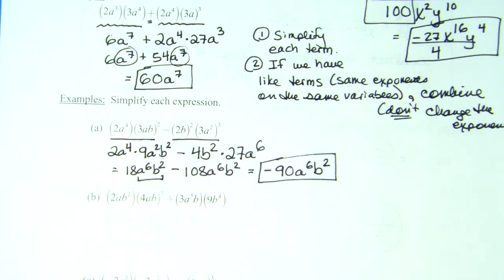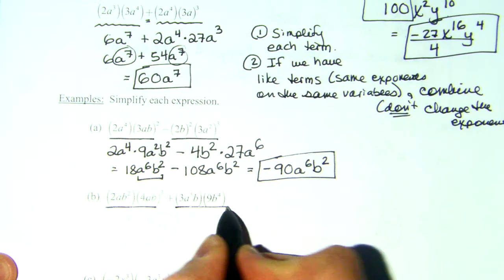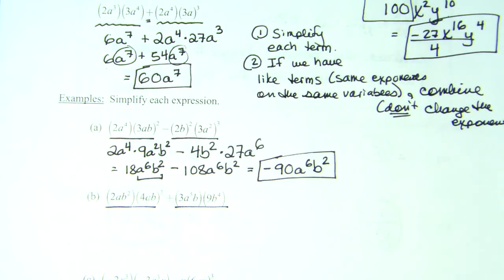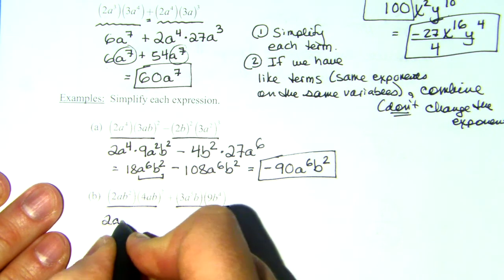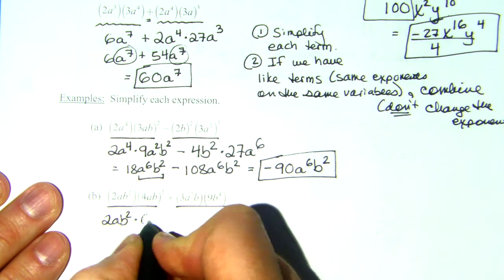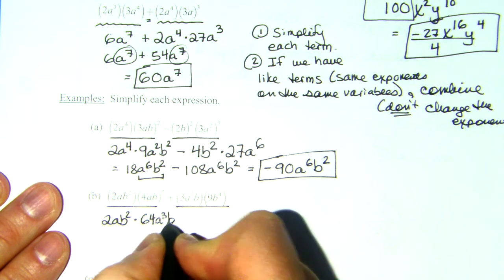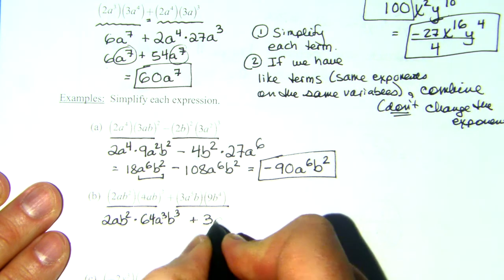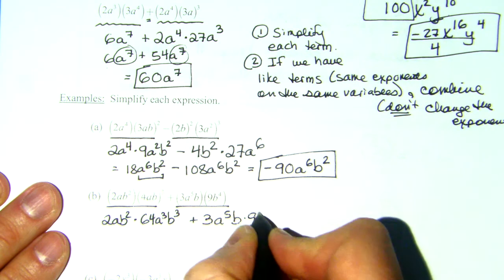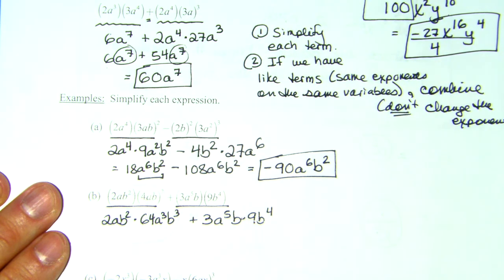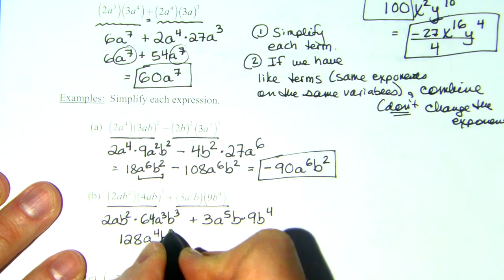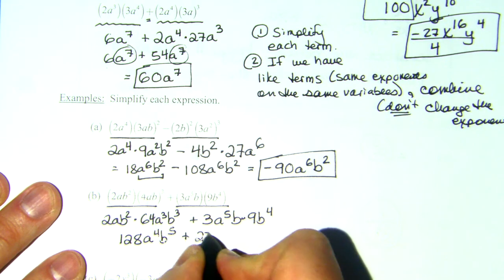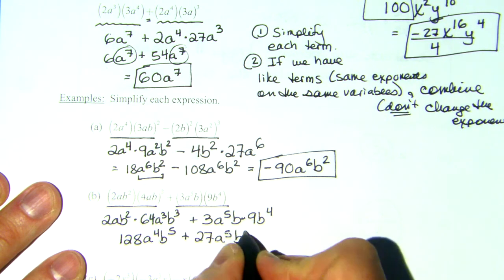Try letter B. Simplify the two terms, and together we'll decide if they're like terms or not. Okay, so this first term is 2ab squared times 64a to the third, b to the third. Next term is 3a to the fifth b times 9. We're going to get 128 a to the fourth, b to the fifth, plus 27 a to the fifth, b to the fifth.